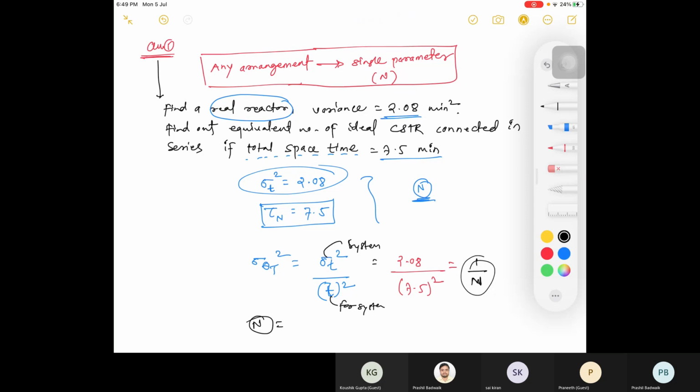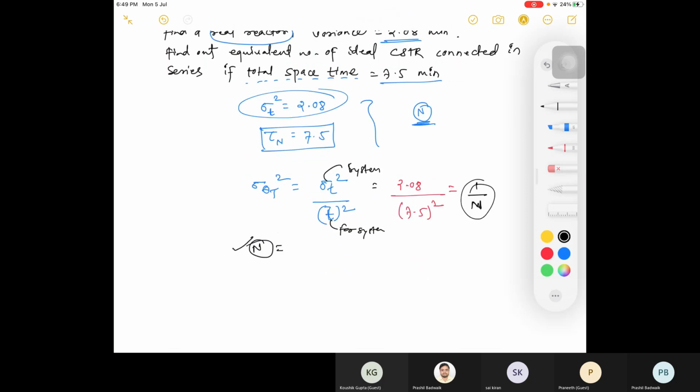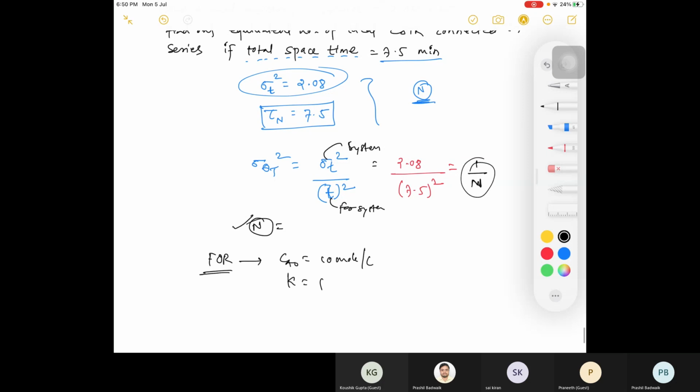Now you know the value of n. For a first order reaction, Ca0 is given as 10 mole per liter, and K is given as 1 minute inverse. Can you guys find what is your X overall, the overall conversion?